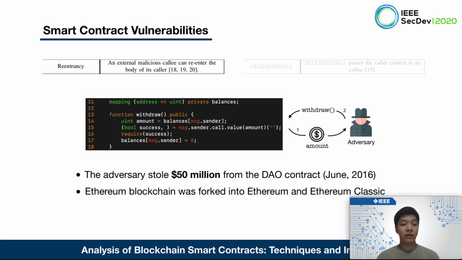If the adversary recalls the withdraw function in fallback, the transfer can take place again, as the balance of the adversary was not yet updated at line 17. This loop continues until the contract runs out of balance. By this approach, an adversary stole $50 million in 2016 and made the most popular blockchain, Ethereum, fork.